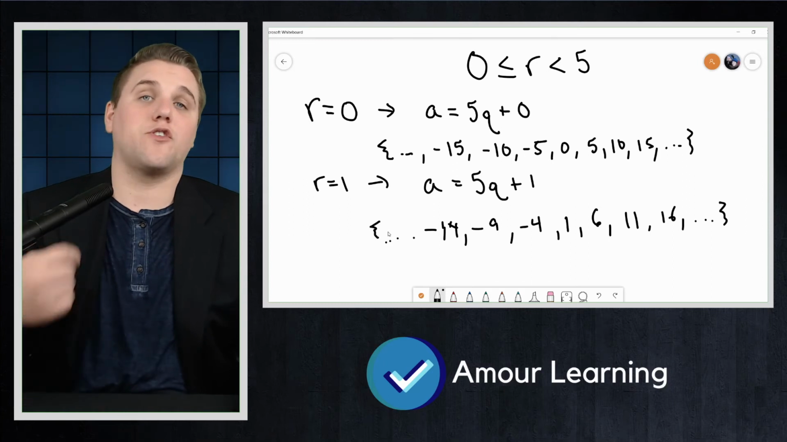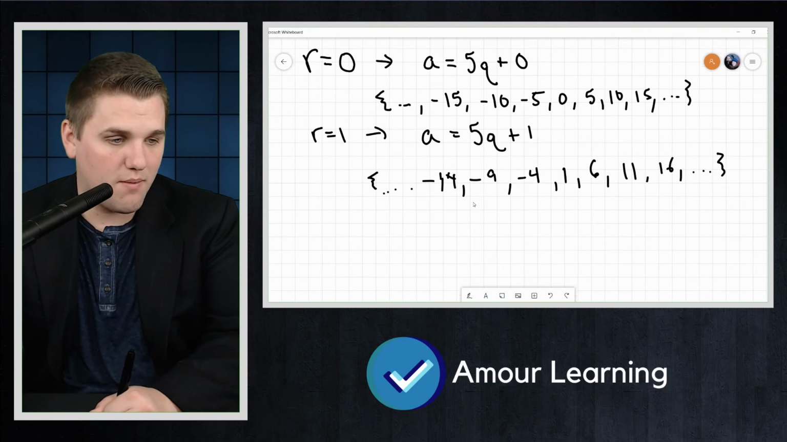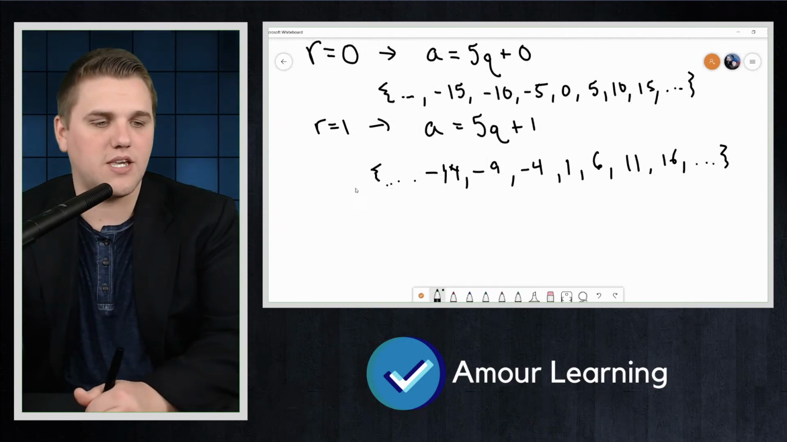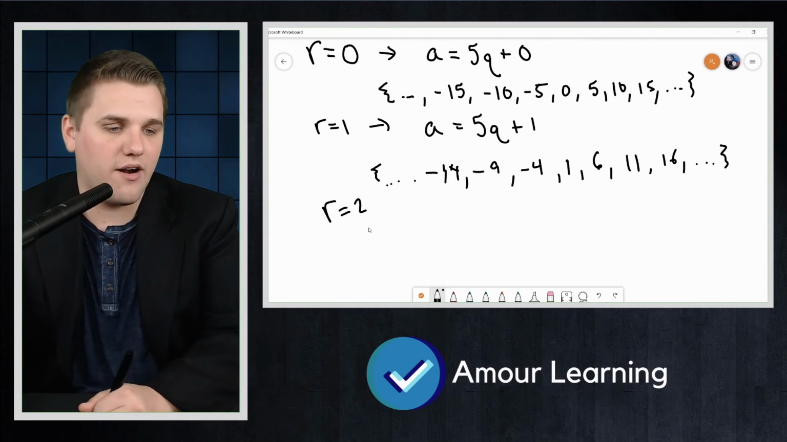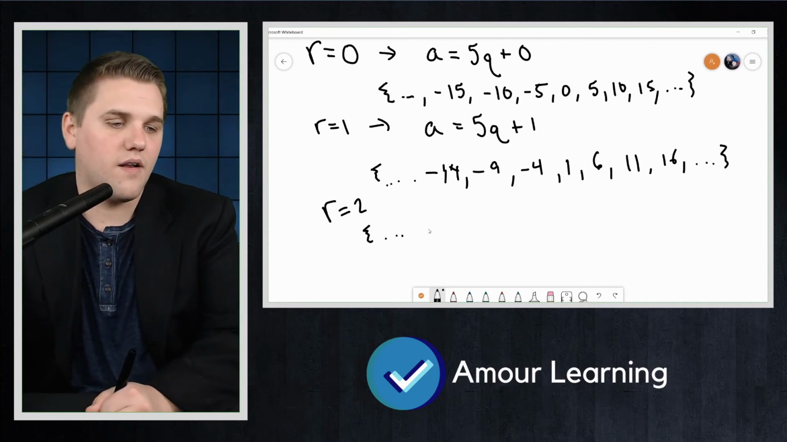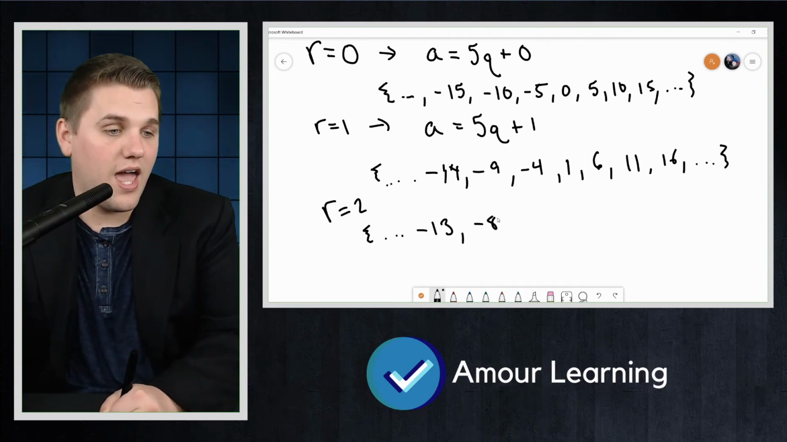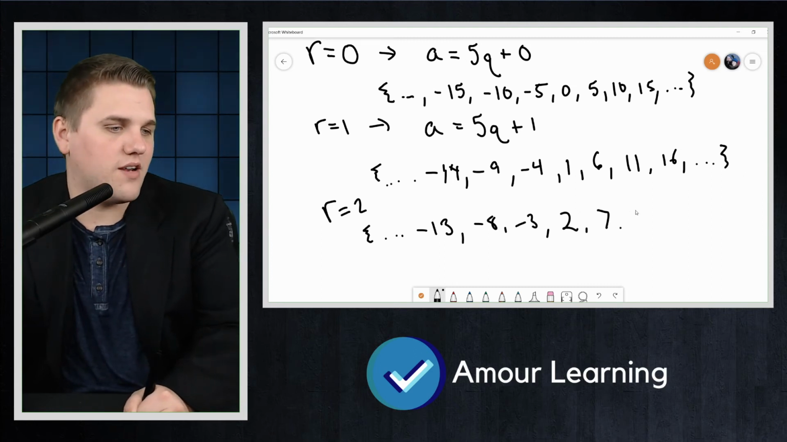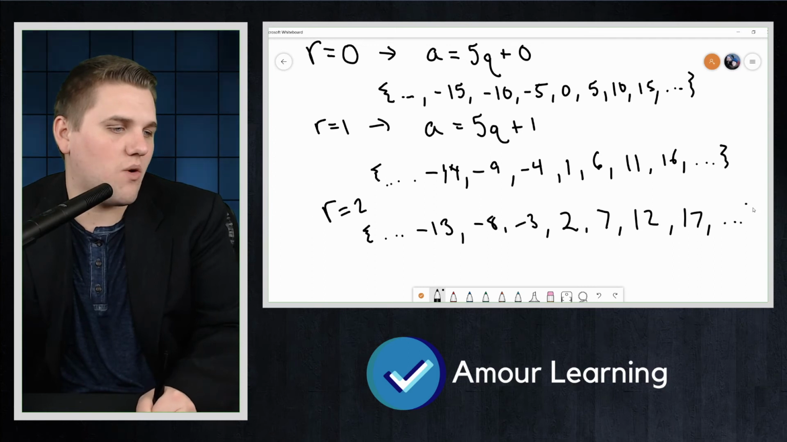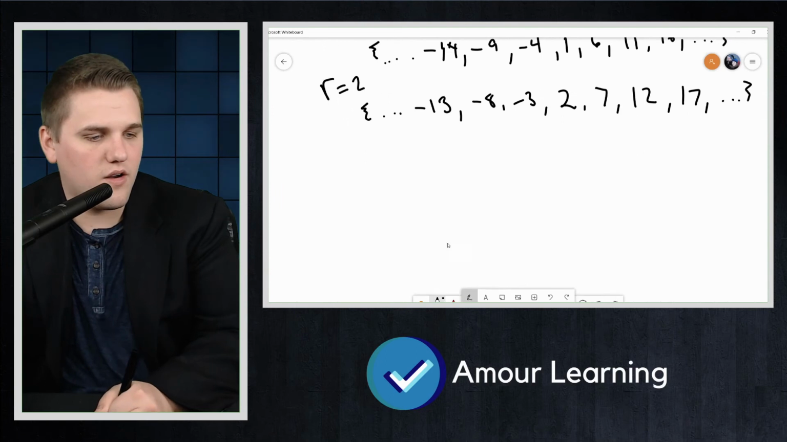The remainder classes for 2, 3, and 4 are as follows. I'm going to write them all out, and you could probably guess what these are going to look like now that you see the pattern. So in this case, for r equals 2, it's going to be negative 13, negative 8, negative 3, 2, 7, 12, 17, and so on.